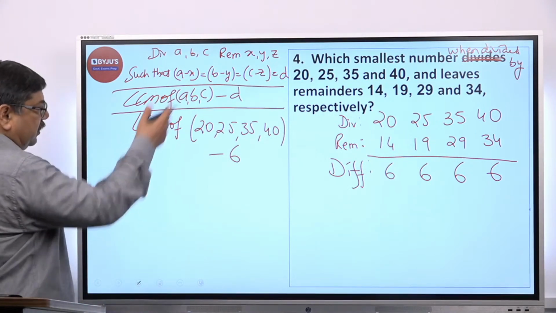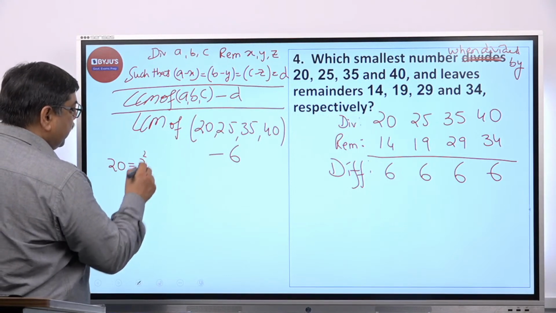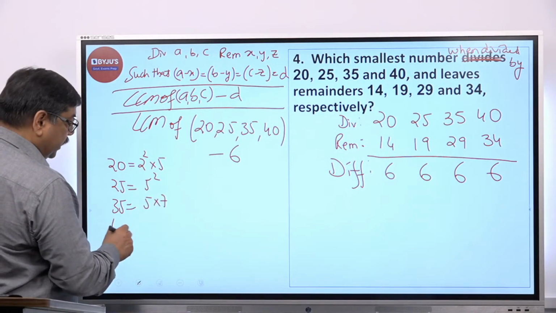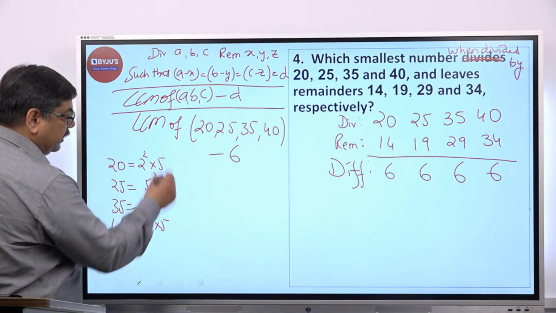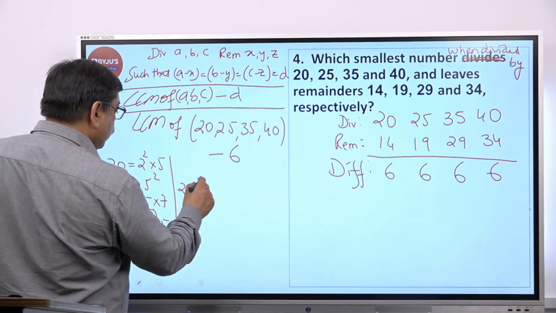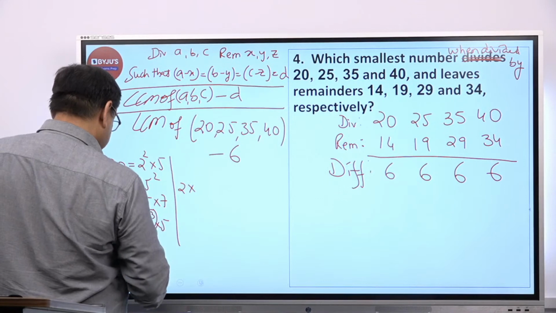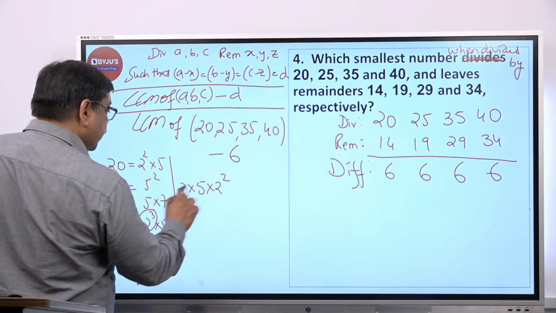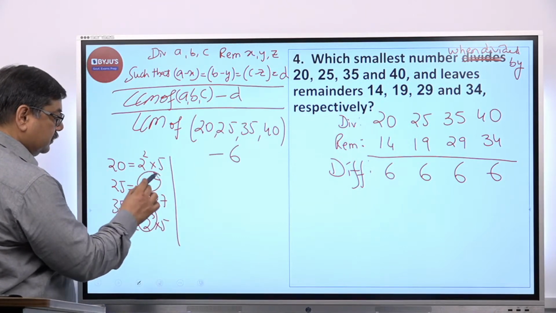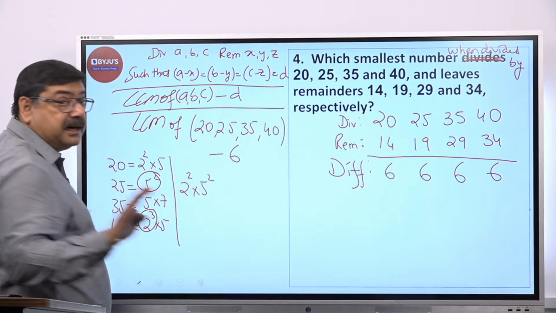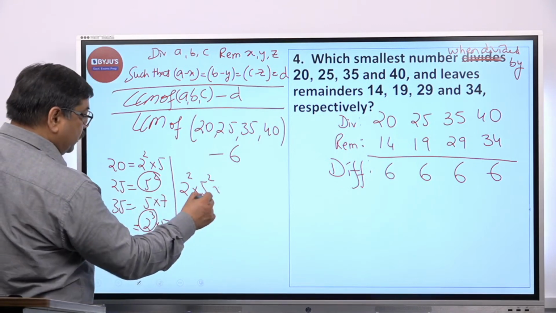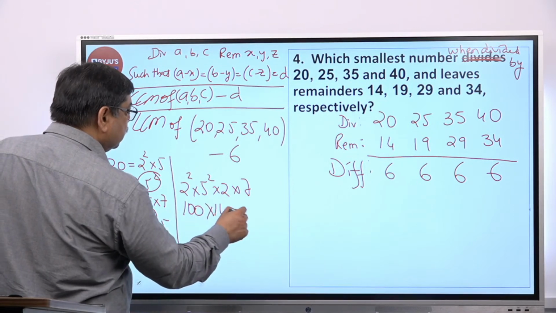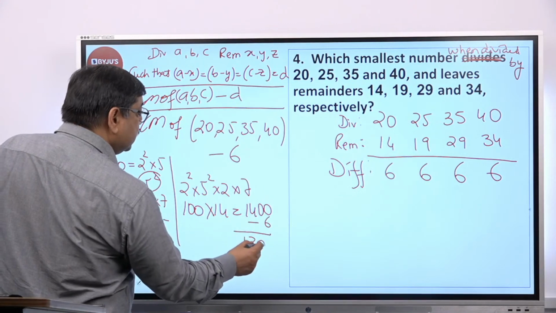Quite simple actually. 20 is 2 square into 5, 25 is 5 square, 35 is 5 into 7, and 40 is 2 cube into 5. So 2 cube is the highest power of 2, and 5 square is the highest power of 5. So 2 square into 5 square is 100, and left over is 2. We don't have a 3, but we have a 7 here. So this is 100 into 14, which is 1400. 1400 minus 6, so the number is 1394.